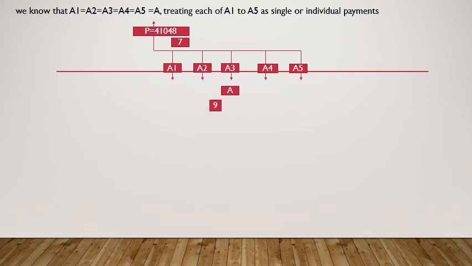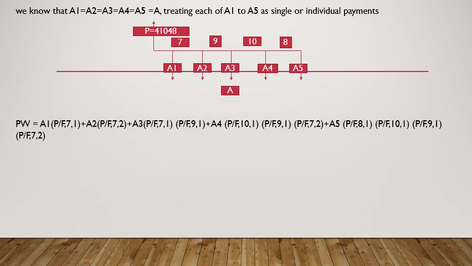Okay, and the rate of interest is varying at 7, 9, 10 and 8. Let me convert each one of them now. First A1, let me convert this A1 into its P. How do I convert? It is at t is equal to 1, 1 to 0 or 0 to 1. What is the rate of interest? 7%. So I use the factor P by F comma 7 comma 1.